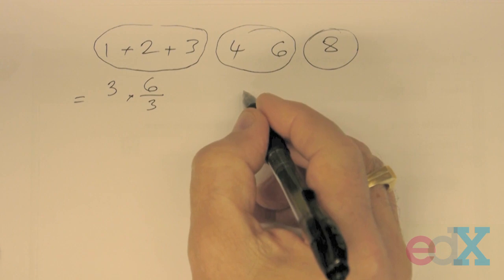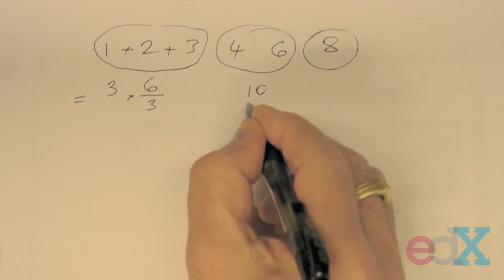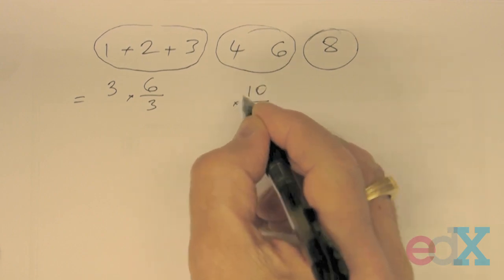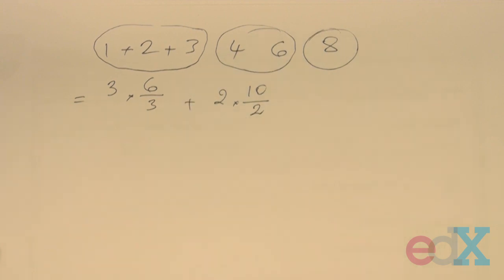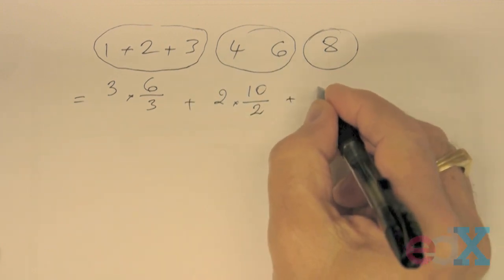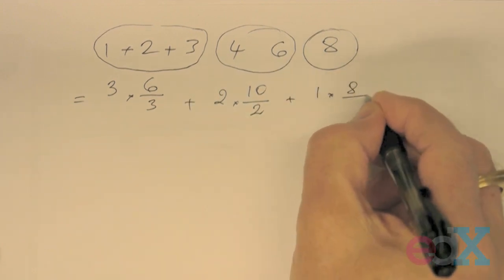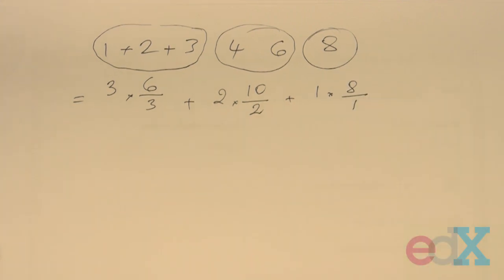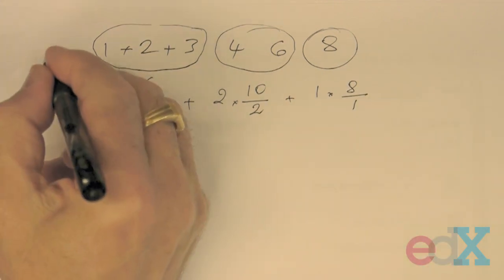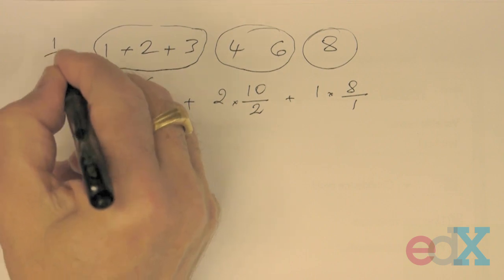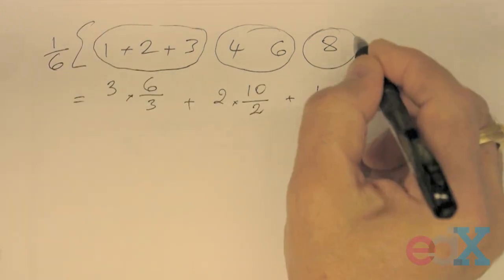So here I've got 2, and so their sum is 10. Their average would be 10 over 2, but then to retain the summation, I've got to multiply by 2. And the same thing here, so 1 times 8 over 1. So once again, if I want the mean, I've got 6 numbers, so I need to divide the sum by 6.